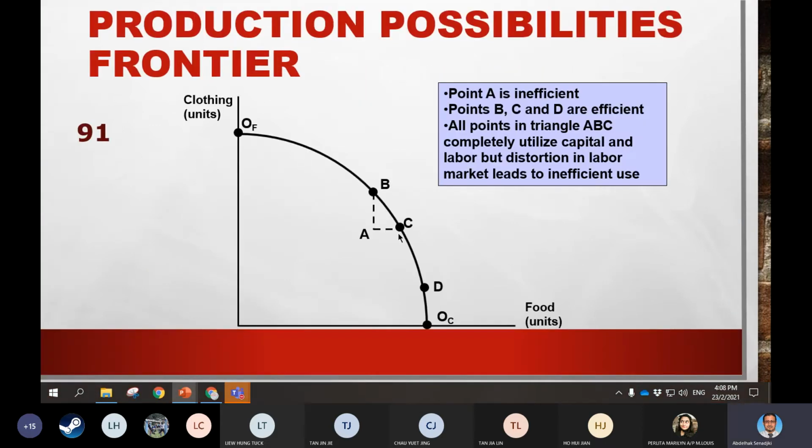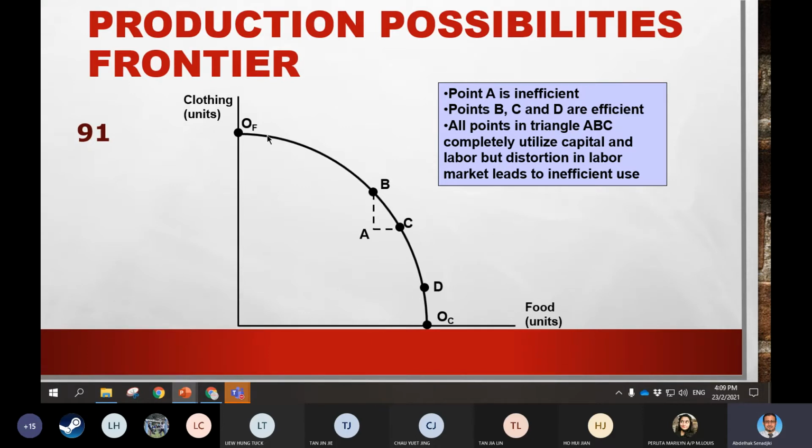From here to here, you see the marginal rate of technical substitution is not the same. Here, at B, maybe it is one, and at D it is two. At B, in order to produce one more food, I will give up one more clothing. At D, no. In order to produce one more clothing, I have to give up two more food. Or in order to produce one more food, I give up half a clothing.